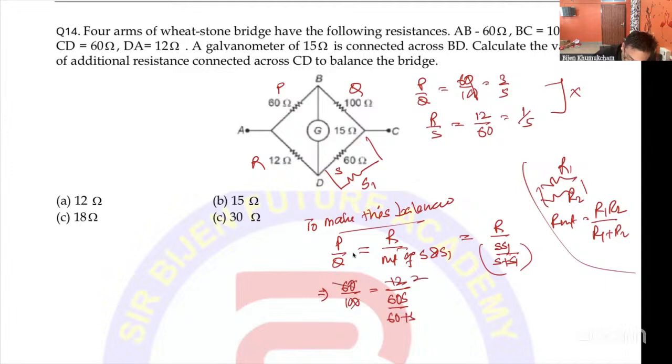12 by 100, simplify. What we get is 60 plus 3S divided by 60 plus S is equal to 1, and then 3S equals 60 plus S. So 2S equals 60, and S comes out to be 30 ohm. S comes out to be 30 ohm.